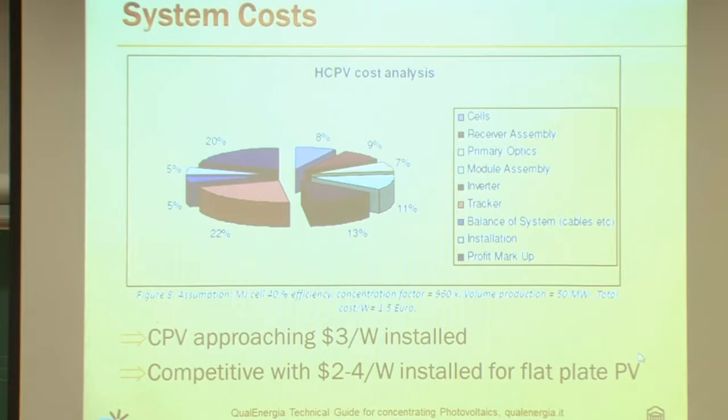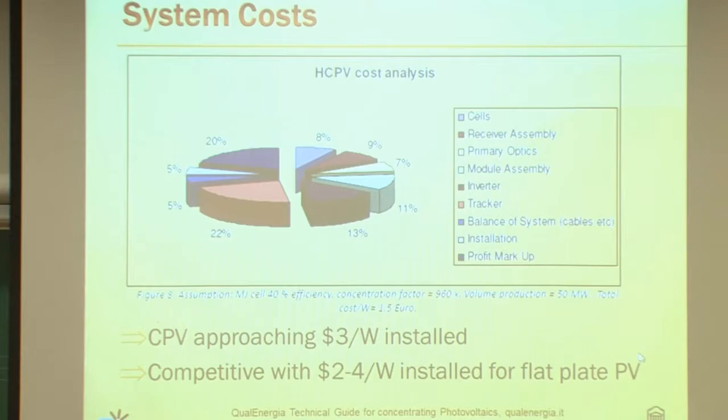Overall, the cost of all of this much more complex system than a flat plate is still competitive. Right now, speaking with people at CPV8 last month, installed cost of about $3 per watt is being achieved, which is competitive with flat plate in the same sort of ballpark range, 2 to 4.